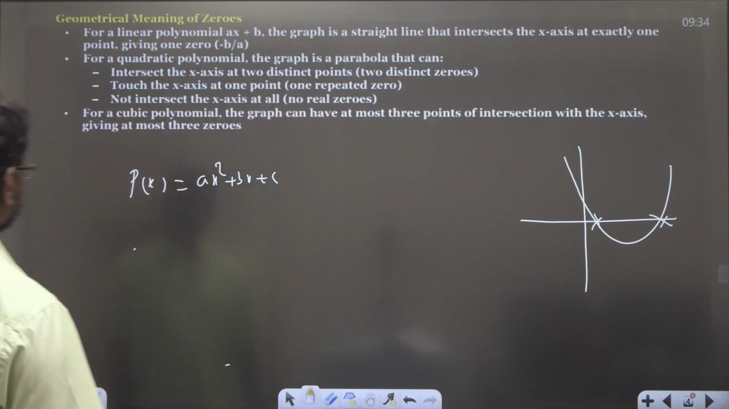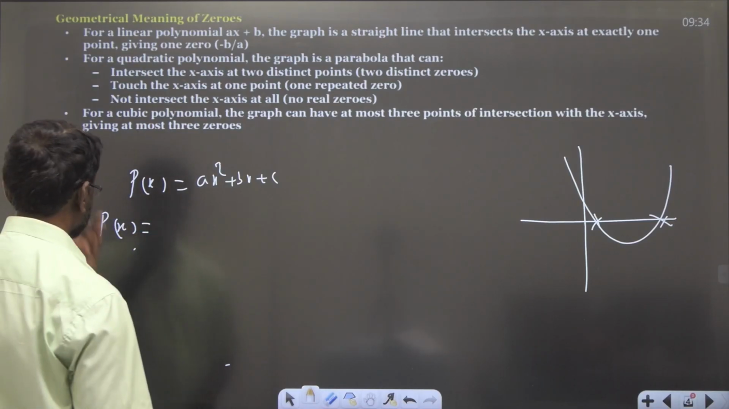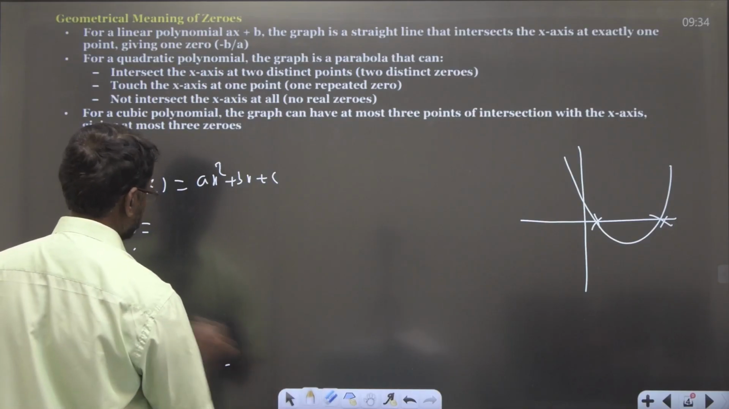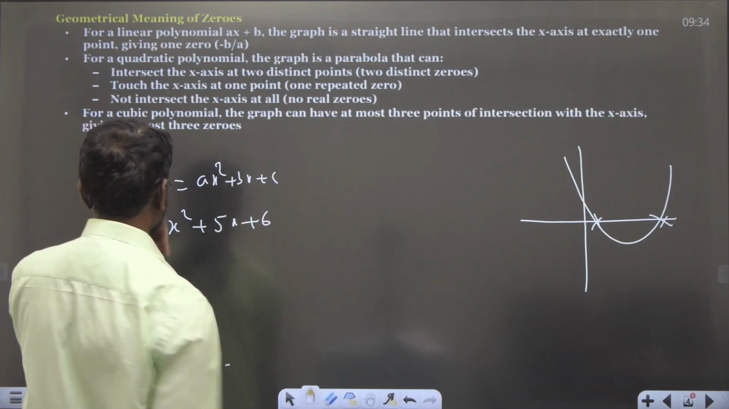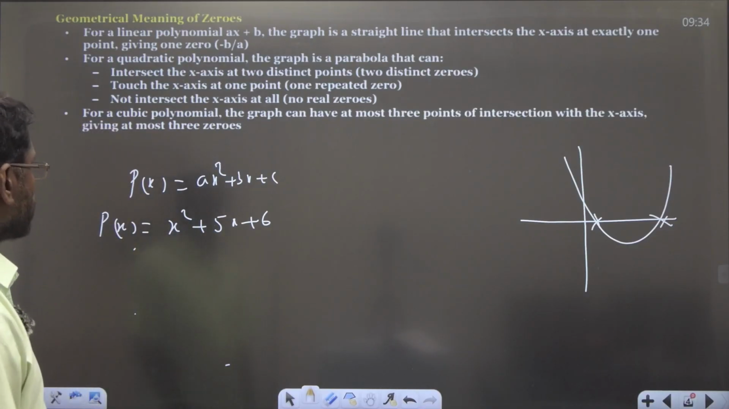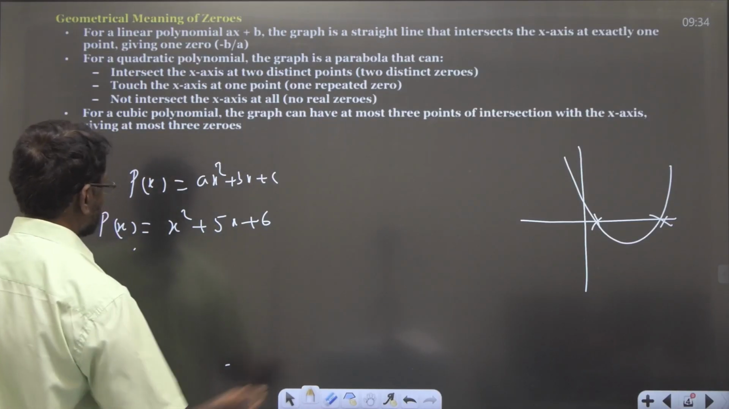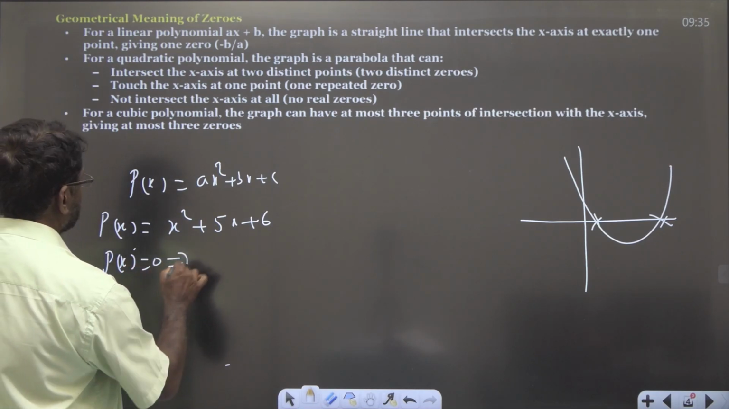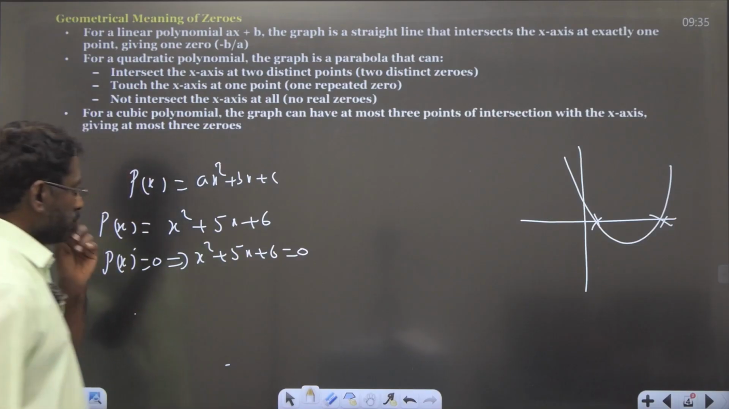For example, p of x is equal to x square plus 5x plus 6. How can we find the number of zeros or the zeros of the polynomial? You just take p of x equal to 0. This implies x square plus 5x plus 6 equal to 0. You factorize this.